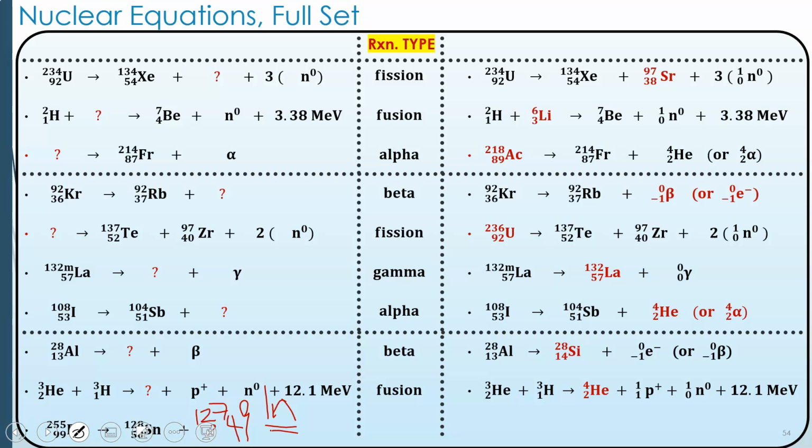So that is our answer, and we fill that in, indium-127. And because we're taking a large isotope like Einsteinium-255 and splitting it into two smaller nuclei, tin-128 and indium-127, this is another example of a fission reaction. And that is it for this unit.